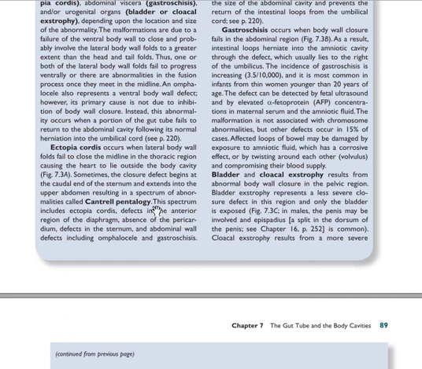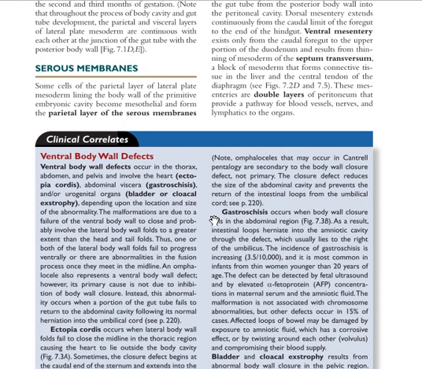It is a spectrum; a pentalogy is a pentad, meaning that it contains five components. So it can consist of ectopia cordis, a defect in the anterior region of the diaphragm, absence of the pericardium, a defect in the sternum, and an abdominal wall defect such as omphalocele and gastroschisis. So those are the five main elements of the Cantrell pentalogy.